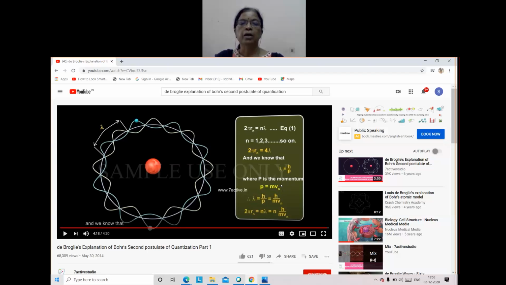So lambda equals h by p, and p is substituted as mv, and we know 2 pi r equals n lambda, so write the value here: nh by mv. The next step is given in another video, that's why I stopped this. So take mv to the left side, and 2 pi to the right side, denominator. Then mvr equals nh by 2 pi.